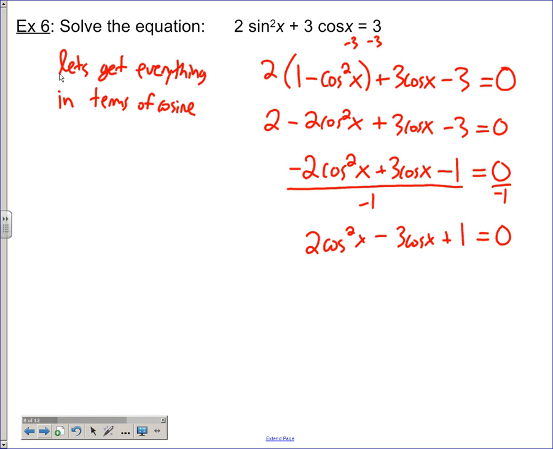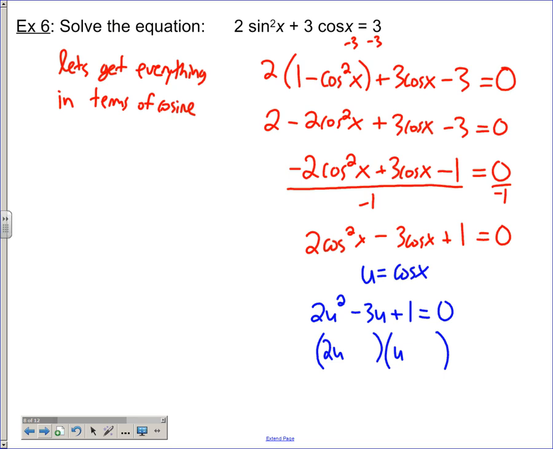All right, so here's our u substitution. Let u equal cosine x, and we get 2u squared minus 3u plus 1 equal to 0. And again, if you need the box method, that's okay. But hopefully we notice that 2u squared would have to be a 2u and a positive u. Plus 1, it's going to have to be 1 and 1. And our b value of negative 3 is negative, so they're both minus. Okay? If you need the box method, that's totally fine. Go right ahead. So we're going to set each of these equal to 0.